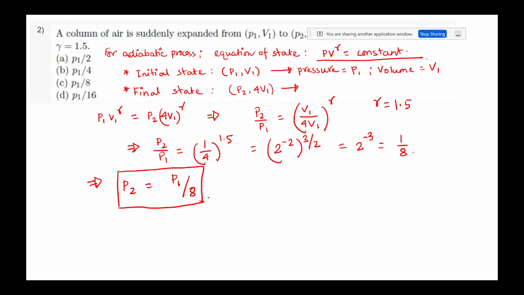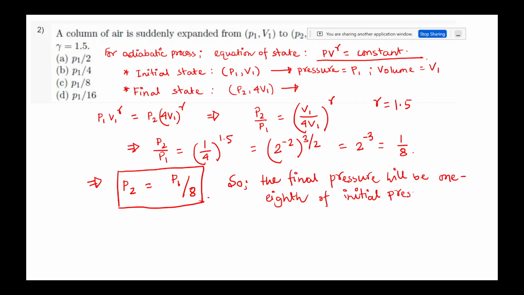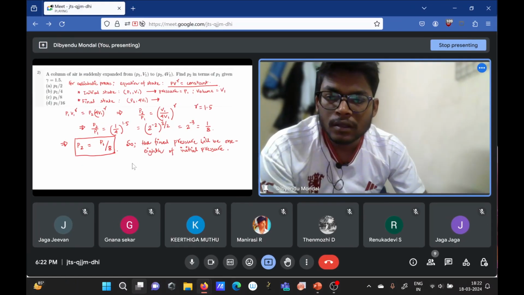Is it okay? So the final pressure will be 1/8 of the initial pressure. Okay, so that's the thing, right?